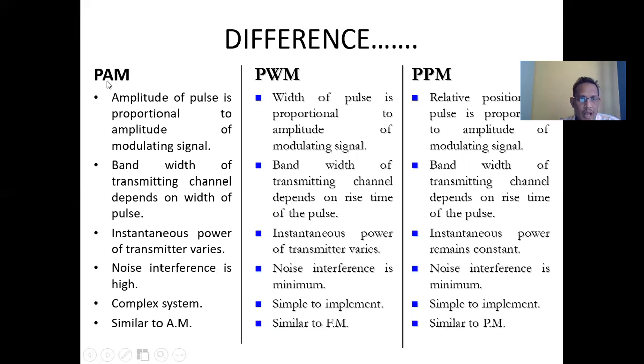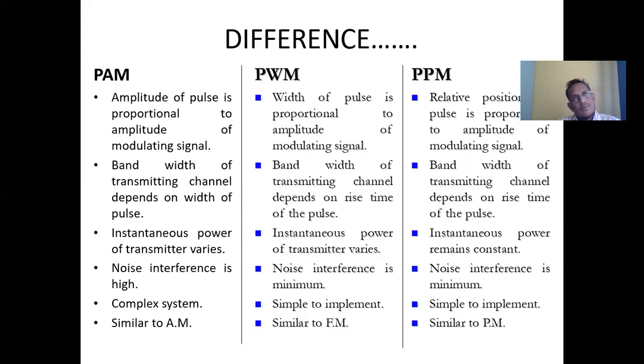Noise interference is very high in the case of pulse amplitude modulation. We already defined this one. Noise effect is more in pulse amplitude modulation. Noise interference is very minimum in pulse width modulation and pulse position modulation. This is similar to FM and PM also. In FM and PM, the effect of noise is less compared to AM. That's why noise interference is minimum in pulse width modulation and pulse position modulation. The system is complex, and the last statement is very important: similar to AM, similar to FM, similar to PM. Okay, so this is the first part of unit number 6.